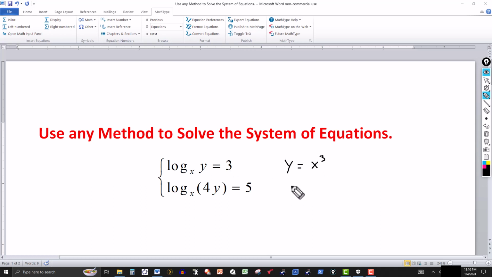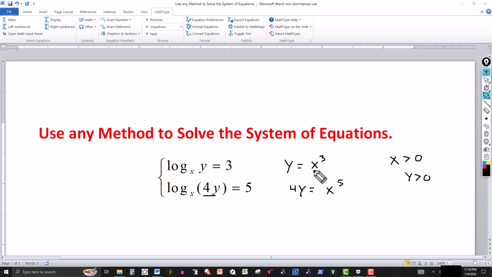In the same way, what are we taking the log of? 4y. So 4y should equal whatever the base is, x, taken to the fifth power. And remember, it's understood here by the definition, x has to be positive, can't take the log of a negative number. And of course, y would have to be positive here also. And then you can use any method you want here.